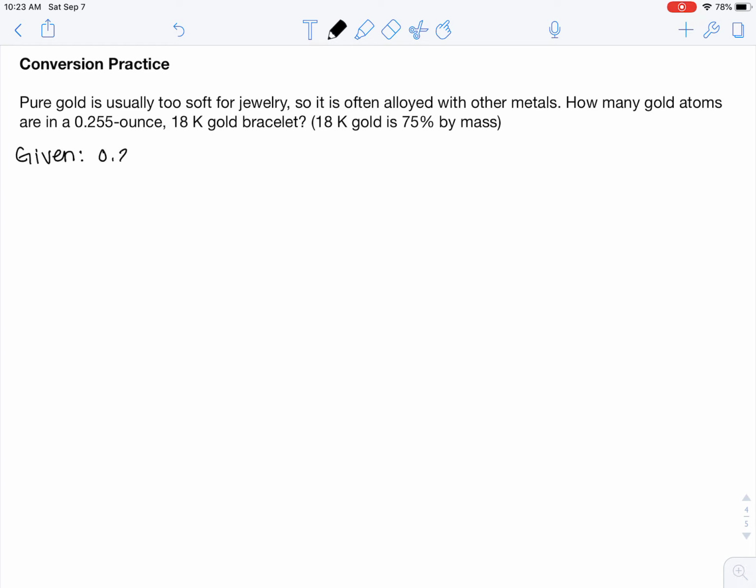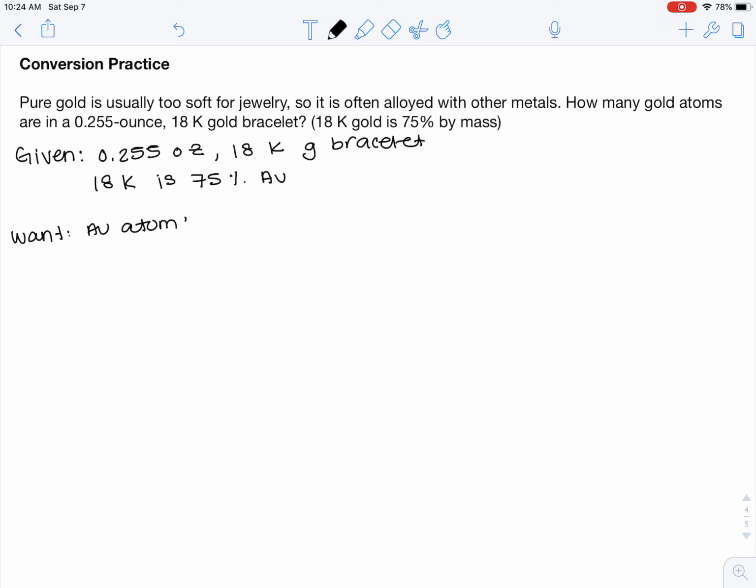Given 0.255 ounces, 18 karat gold bracelet. Also given that 18 karat is 75% gold by mass, so basically 75 grams. Want gold atoms. Okay, so immediately when I see atoms, I think of Avogadro's number.